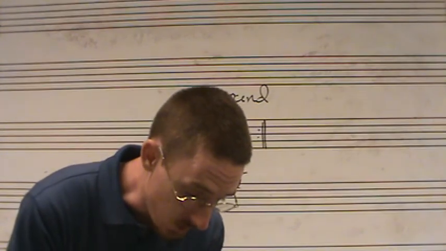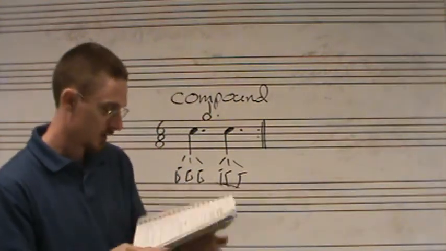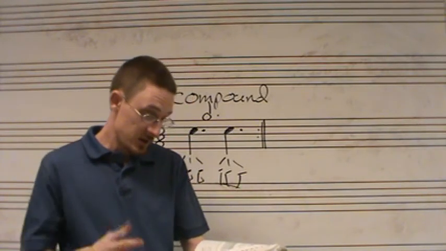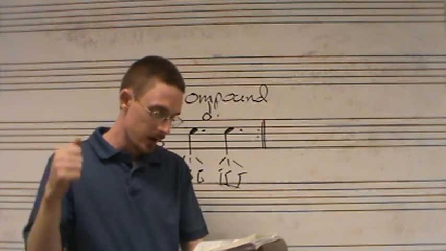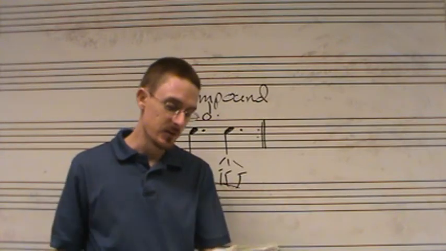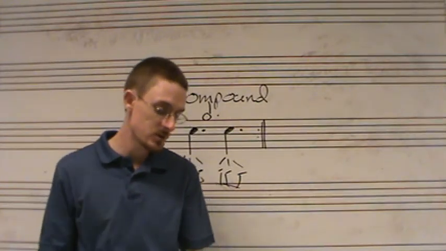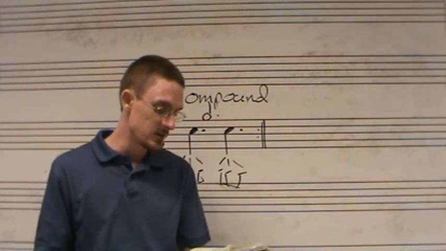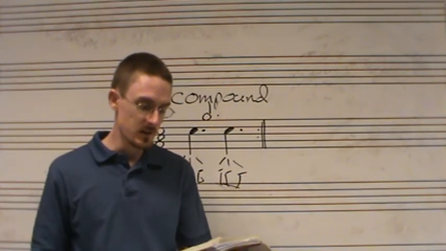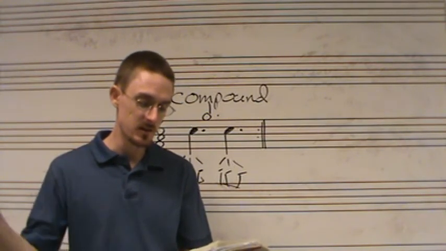Open up your Kazez book, please, to page 31. Page 31 in the Kazez. Number 35. All right. See the 6/8, and we have our running dotted quarter notes. So let's T this together. I'll give you 2 measures. 1, 2, 1, 2. T, T, T, T, T, T, T, T, T, T, T, T.